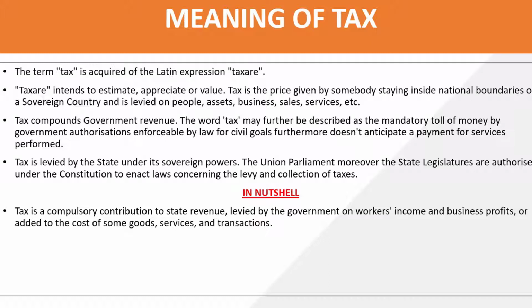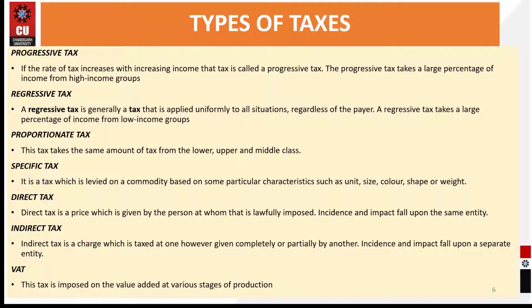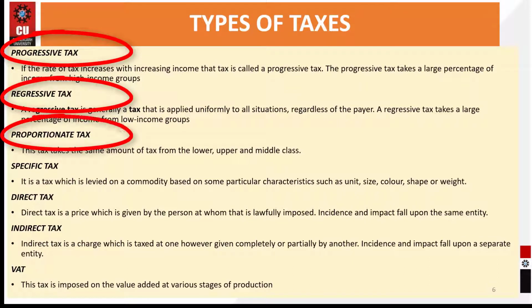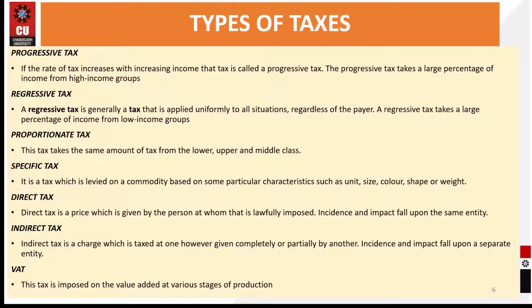I think it is clear to everybody. Moving further, let us study the different kinds of taxes which can be levied by the government. We have progressive tax, regressive tax, proportionate tax, specific tax, direct tax, indirect tax, and VAT. These are the different kinds of taxes that can be levied by the government. Make sure I am not saying that these taxes are levied by the government. I am saying such taxes can be levied by the government. Meaning, all these taxes are just various kinds of taxes. It is not necessary that the tax we are talking about is imposed by the Government of India.